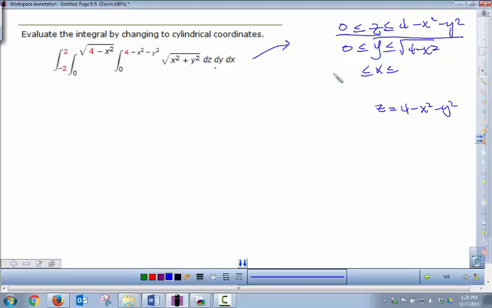Well, x is going to go from -2 to 2. But y equals 0 is what? Let's look at it in 2 dimensions, because we've taken care of the z as a 3rd dimension. So in 2 dimensions, y equals 0 is the x-axis, right? So the boundary is going to be the x-axis, and x goes from -2 to 2.